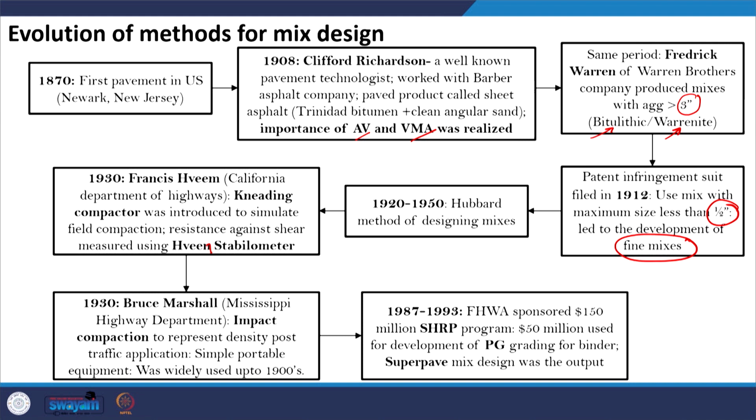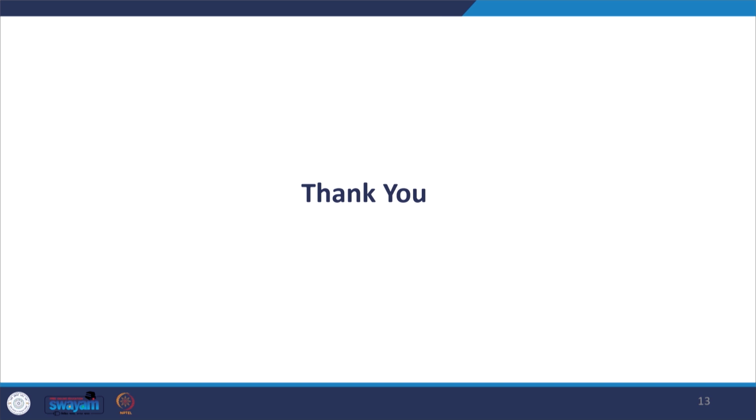During 1987 to 1993, as we have discussed previously, the Federal Highway Administration sponsored a $150 million project under the SHRP program, of which almost $50 million were used for the development of the performance grading system, which included development of a new grading system for the binder and also for the development of the Superpave mix design process. So, the Superpave mix design process is now a standard process which is used in the US for the mix design of their bituminous mixtures. So, with this we will end here.